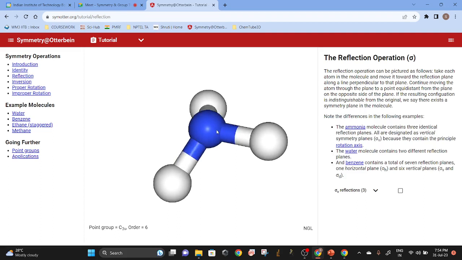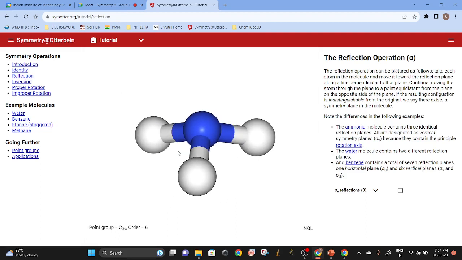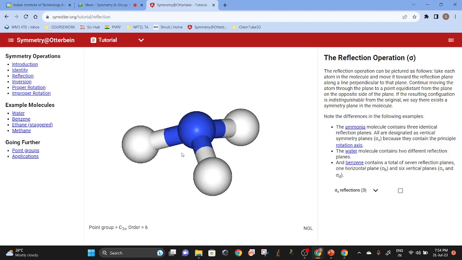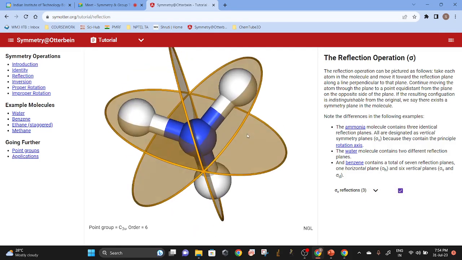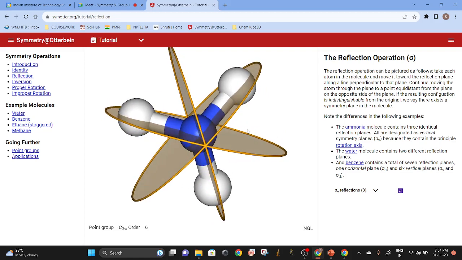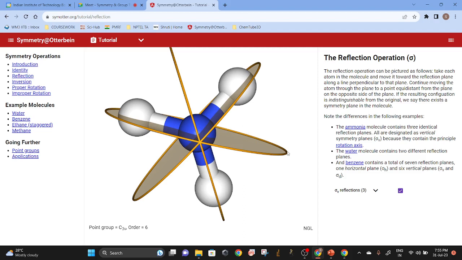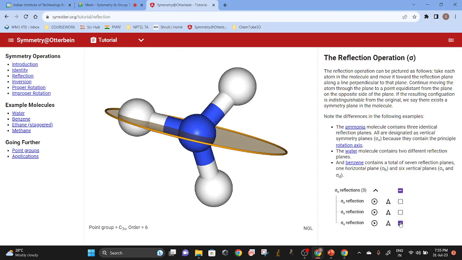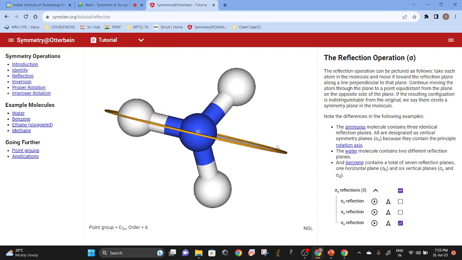Reflection is the most interesting one. So this is ammonia, nitrogen connected to 3 hydrogens. Let's see the reflection axes. So it has 3 symmetry planes in all. Let me hide one. Okay, you can see from this side, it's like a mirror image. If you put a mirror on this plane, you should see exactly the same thing on the other side.